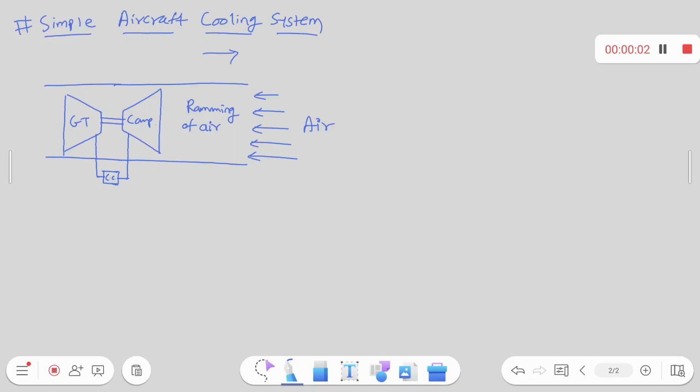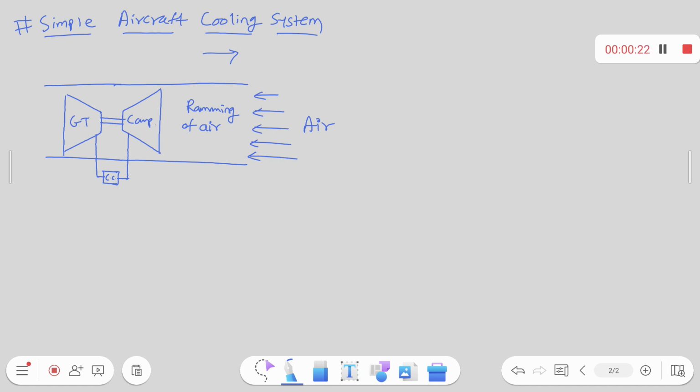Okay, so here we have started recording. So this is our simple aircraft cooling system. In this, you can see that this is the tunnel in which the compressor and gas turbine are fitted. This is your compressor, gas turbine, combustion chamber.